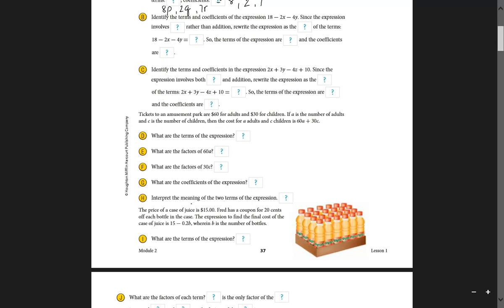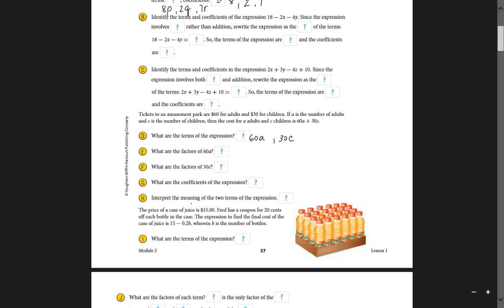Tickets to an amusement park are $60 for adults and $30 for children. If A is the number of adults and C is the number of children, then the cost for A adults and C children is 60A plus 30C. As we're answering this, what are the terms of the expression? Separated by addition, you have 60A and 30C. No need to put the plus sign because they're asking only for the terms.